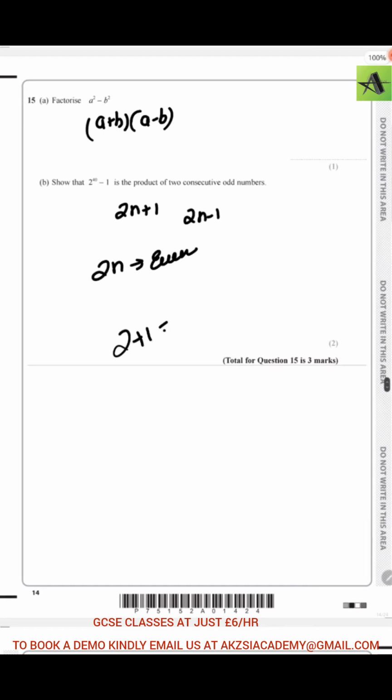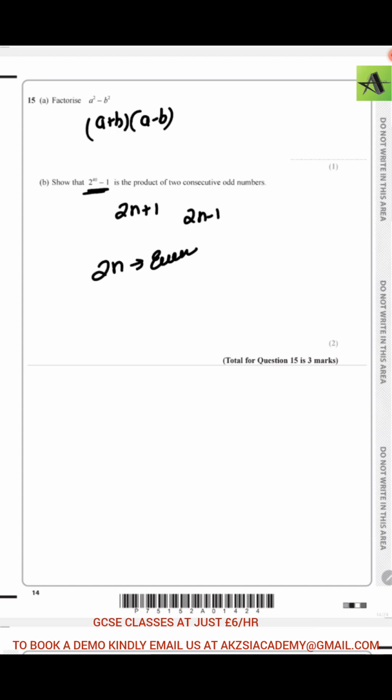2 plus 1, 3, odd. 6 plus 1, 7, odd. 10 minus 1, 9, odd. So obviously, you will get an odd number. It says show that 2 to the power of 40 minus 1 is the product of two consecutive odd numbers. So we have to prove that the product of two consecutive odd numbers will be equal to this one. That means I need to factorize it. And this is why they have given this up there, to give you an idea.